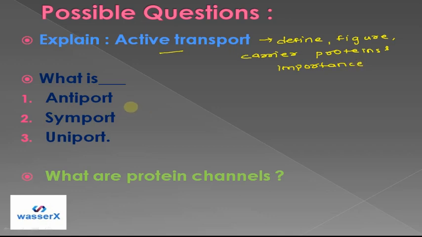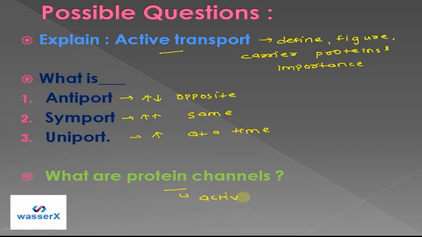The one-mark questions can be: what is antiport? Antiport is a system where one molecule will go out, then another will come in. That means the transport of molecules occurs simultaneously but in opposite directions. In symport, both molecules travel in the same direction, and in uniport only one molecule travels at a time. And what are protein channels? They are present in active transport, and these protein channels are important because they carry some specific molecules.